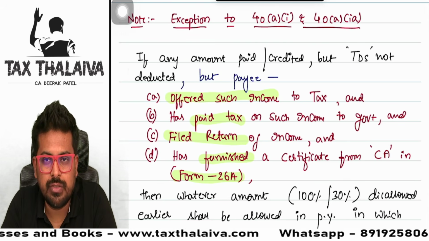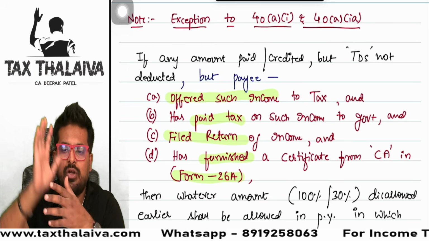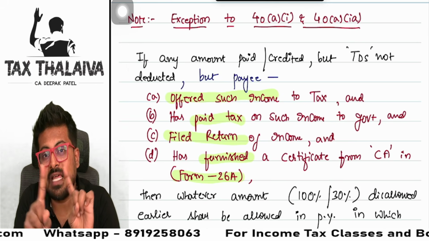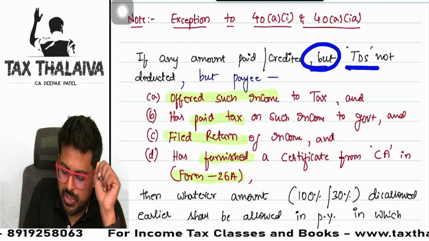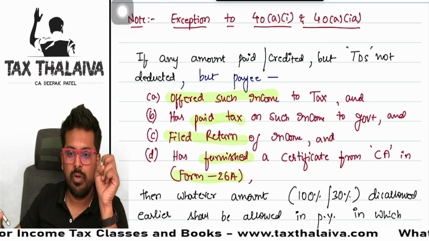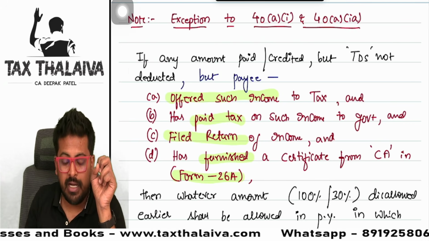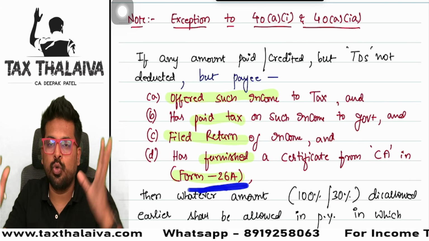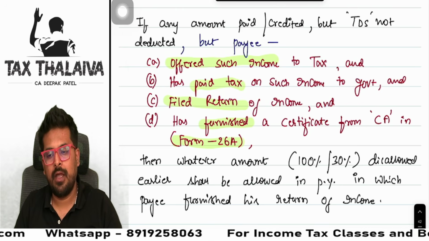There is one scenario in which you did not deduct the TDS, or you deducted the TDS but did not deposit it. But there is one case in which this disallowance will not be attracted. What is that case? If any amount is paid or credited but TDS is not deducted, but the payee, the person who received the amount from you, has offered such income to tax, has paid tax on such income to the government, filed his return of income, and has furnished a certificate from a chartered accountant to you in Form 26A. In that case, this disallowance will not be attracted. Got it?